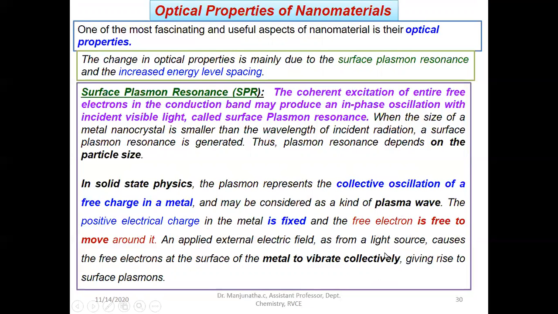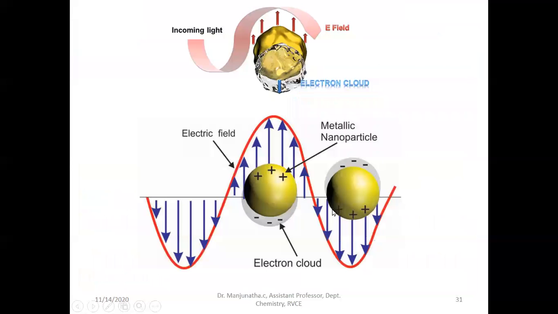An applied electric field in the form of light, because light is electromagnetic radiation that has both electric field and magnetic field. So when you pass that light, it has an electric field. That electric field causes the electrons on the surface of the atoms to vibrate collectively. So that is called plasmons, like this.